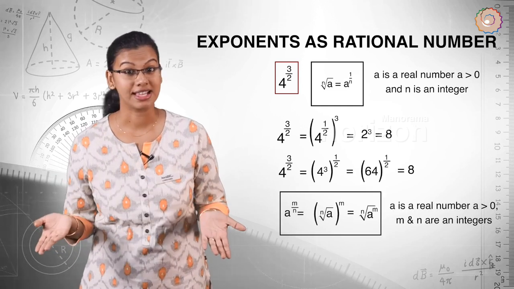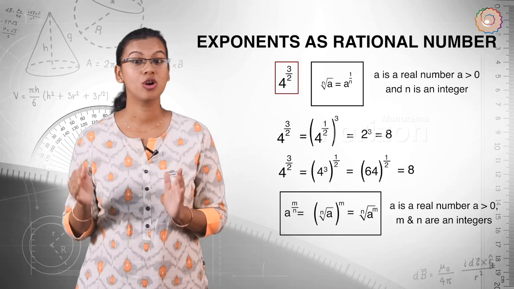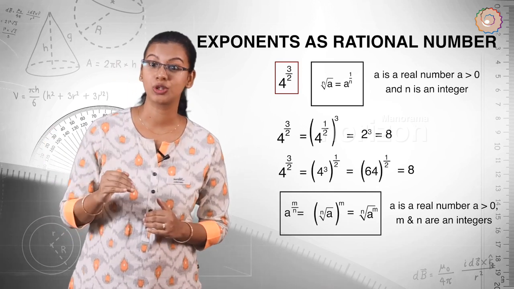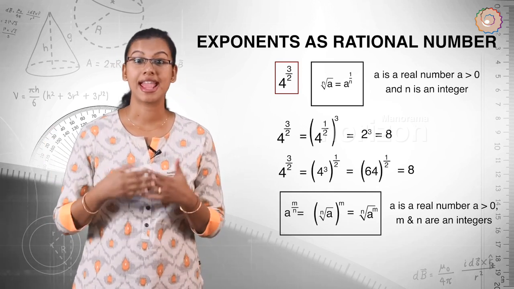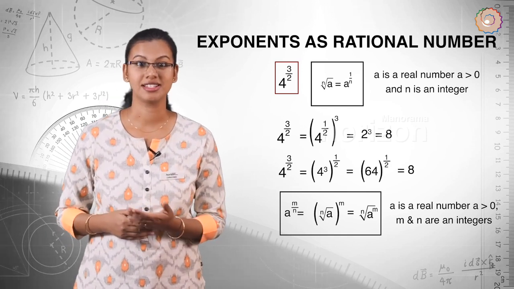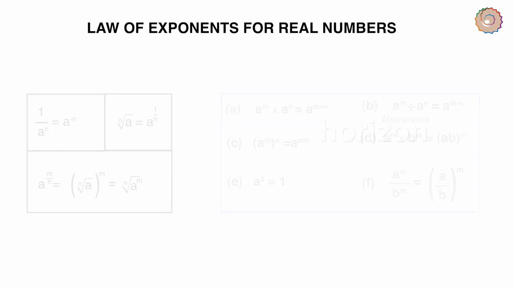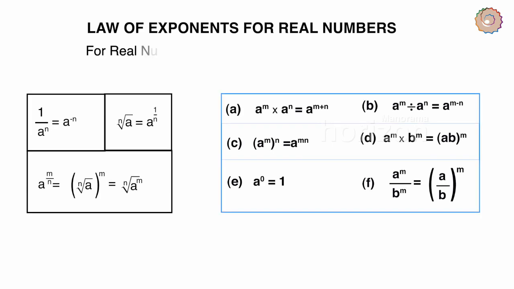So we can say that A raised to m by n equals nth root of A whole raised to m or nth root of a raised to m, where a is a real number, a greater than 0, m and n are integers and n greater than 0. So we can conclude that the following laws of exponents can be used for real numbers a and b greater than 0 and m and n integers.